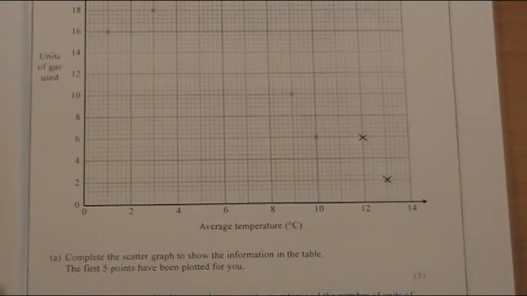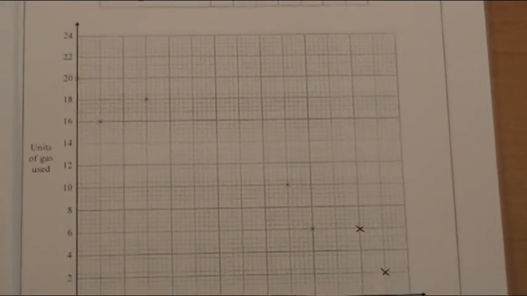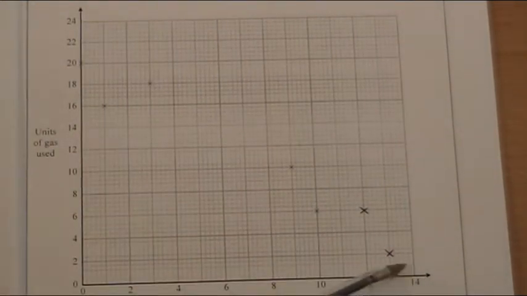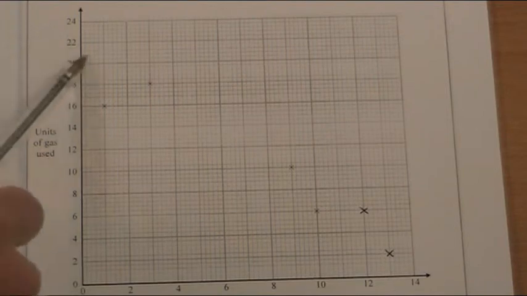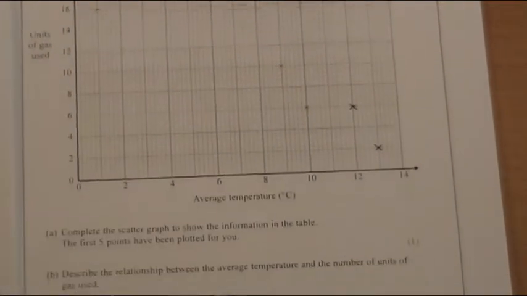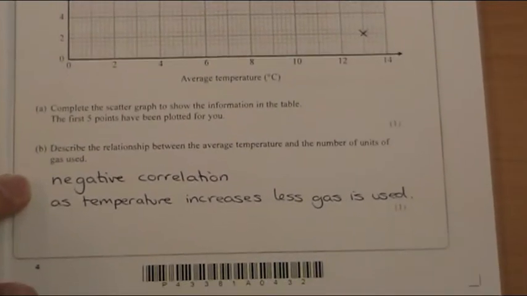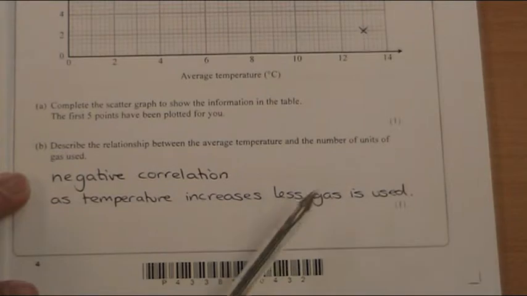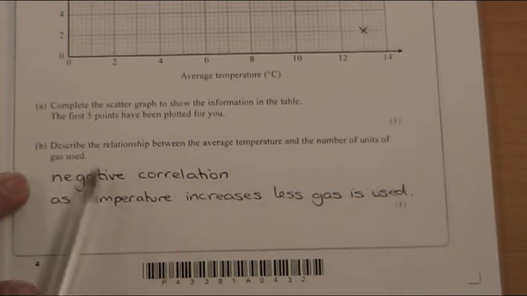Now it asks you to describe the correlation between these points. Now you can see my pen direction was like this. So that is what we call a negative correlation. Just to be safe, because it asks me to describe the relationship, I would be saying, as temperature increases, the less gas is used. That's what negative correlation means. As one variable goes up, the other will come down.